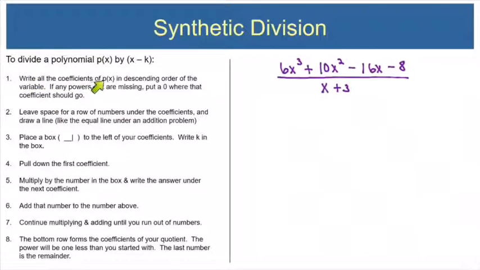First we need to write all the coefficients of our polynomial in descending order of the variable. If any powers of x are missing, put a 0 where that coefficient should go. So first let's check if any powers are missing. We have here the third power of x, so the next term should be the second power, and it is. The next term should be the first power, and it is. And the last term should be the constant. So we're all good to go. We won't need any 0 placeholders. So we're just putting down our coefficients.